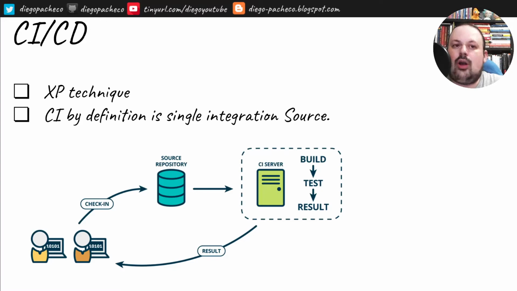So now let's talk about CI/CD, right? So CI, continuous integration, by definition, is one single integration source, all right? Meaning your developers are checking in their code and their tests on the same branch, no matter if that branch is called develop, trunk, or main, or master, right? Often called trunk, but nowadays it could be something else.